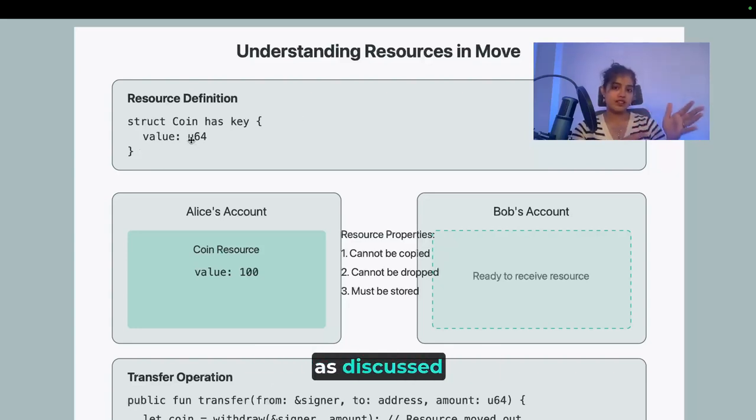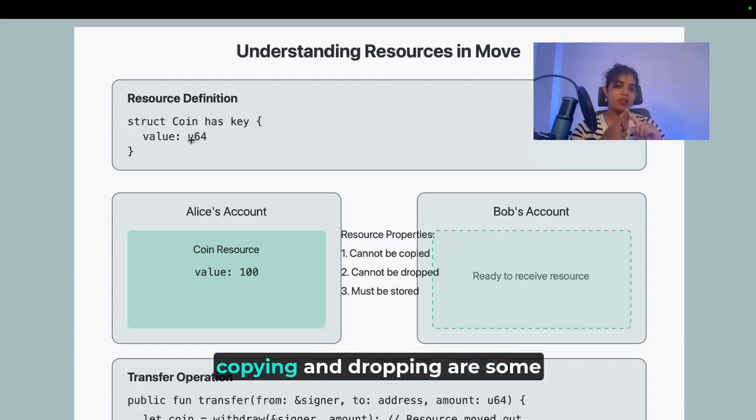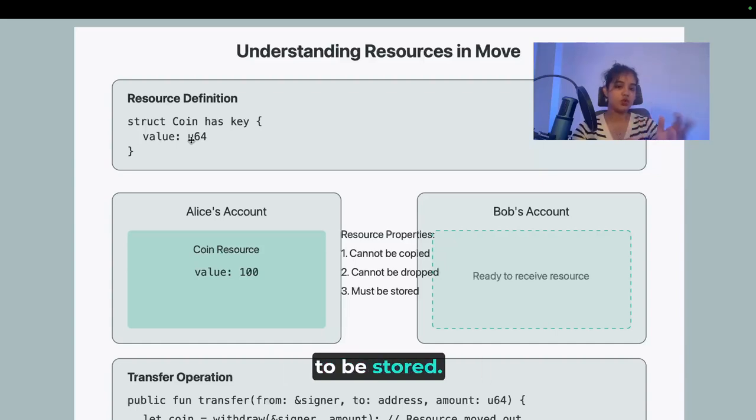Now, as discussed around digital assets, copying and dropping are some things we should not allow digital assets to have as abilities, and that is exactly what resources are. Resources are special structs which cannot be copied or cannot be dropped and have to be stored. So if you look at this particular syntax, we have the struct which is named coin, which has the ability to be keyed, but it does not have the ability to be copied or dropped, making this a resource.